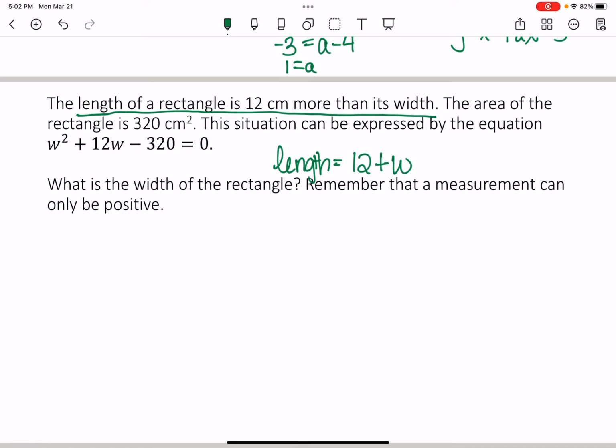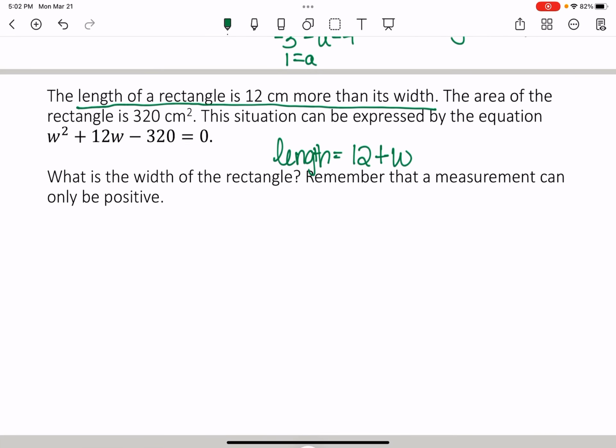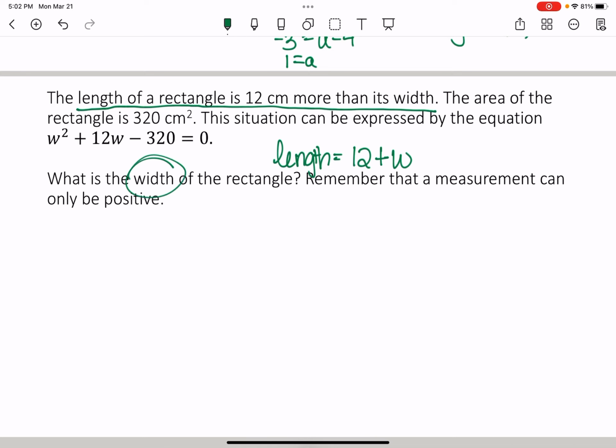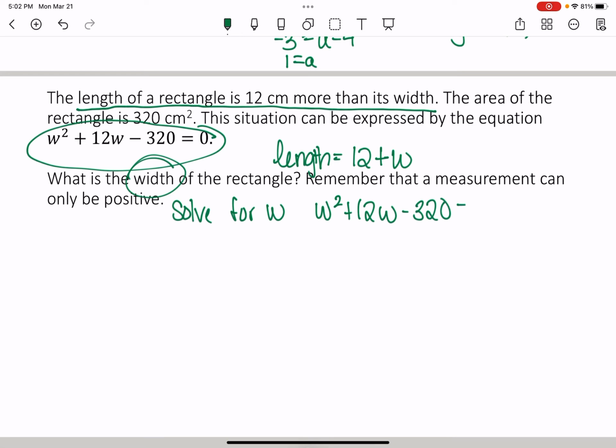So this tells me the area of the rectangle is 320 centimeters squared. The situation can be expressed by this equation, w squared plus 12w minus 320 equals 0. So what is the width? What it wants you to do is take this equation and solve for w. Well, if you look at this, you'll notice that it's a quadratic equation. w squared plus 12w minus 320 equals 0.